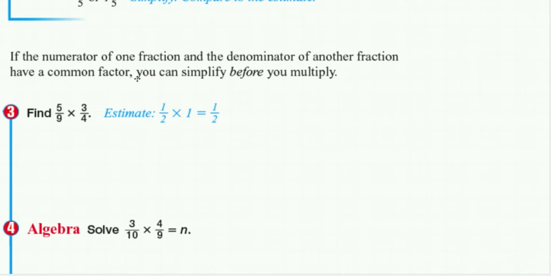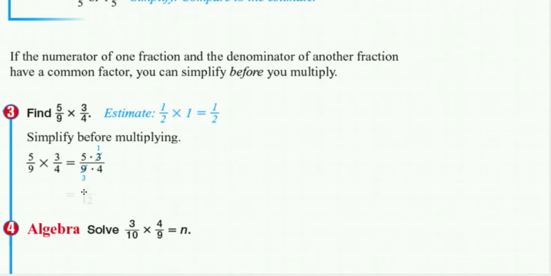If the numerator of one fraction and the denominator of another fraction have a common factor, you can simplify before you multiply. Simply said, you can use cross canceling to simplify. Let's take a look at 5/9 times 3/4. Let's estimate first: 1/2 times 1 will be our estimate, so our answer should be close to 1/2. Simplify before multiplying for this one. Let's copy the problem, 5/9 times 3/4. If you notice, 3 and 9 can cross cancel, meaning they have a GCF equal to 3, and we divide both of them by 3. So 3 divided by 3 is 1, 9 divided by 3 is 3. You simply multiply what's left: 5 times 1 equals 5, and 3 times 4 equals 12.